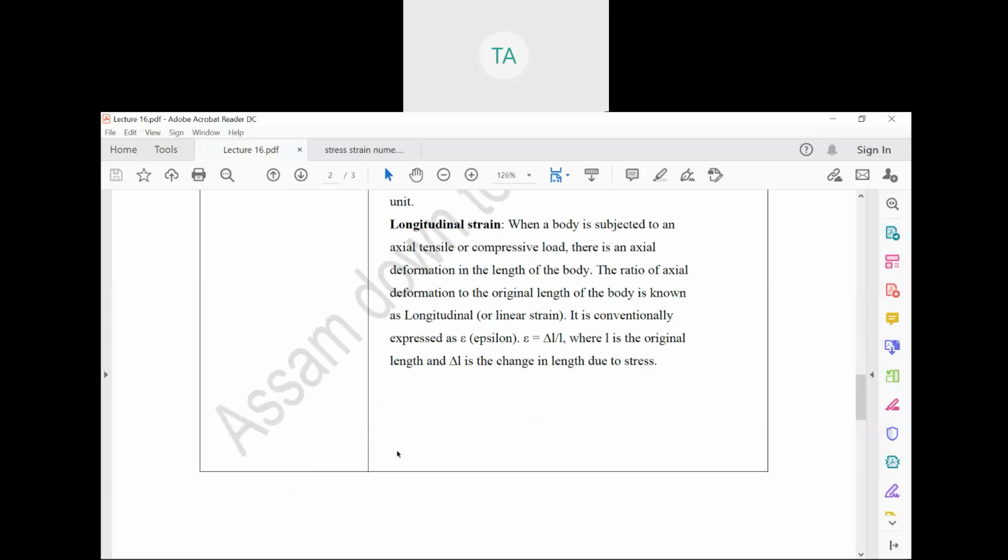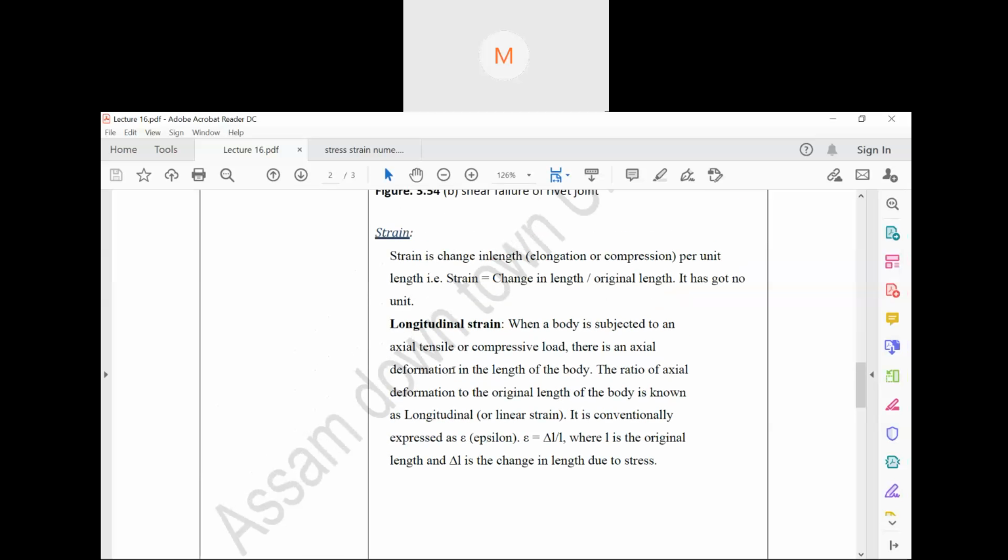There are different types of strain. So first of all, what we'll discuss is longitudinal strain. So what is longitudinal strain? When a body is subjected to an axial tensile or compressive load, there is an axial deformation in the length of the body. The ratio of axial deformation to the original length of the body is known as longitudinal strain.